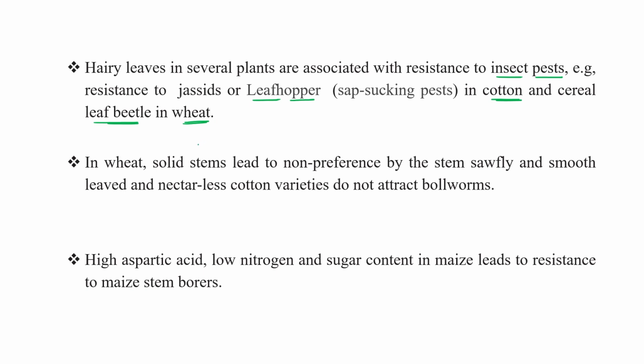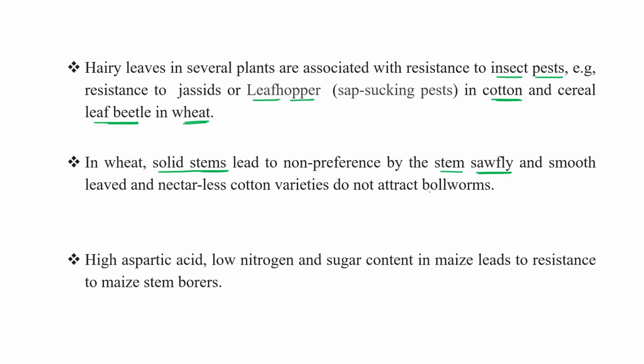Okay, as in wheat, some wheat varieties show a solid stem, and this solid stem is not preferred by a particular insect. Which insect? The stem sawfly. This insect never prefers the solid stem present in certain kinds of wheat varieties.